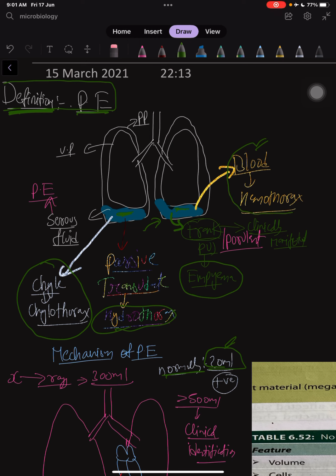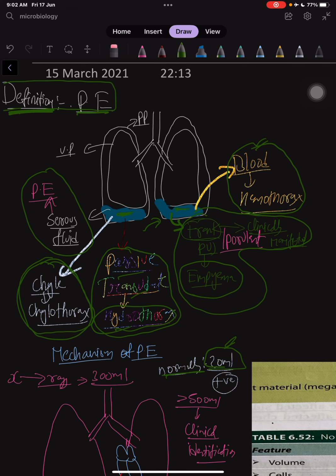One is blood, that would be called hemothorax. One would be pus, that would be called empyema, if the fluid here is purulent in nature. Then if there is passive transudate, what is passive transudate? Passive transudate is basically when there is less protein, whereas there is more fluid, right? If there is passive transudate, that would be called hydrothorax, and if there is chyle, then it would be called chylothorax, and if there is serous fluid, it would be called pleural effusion, right?